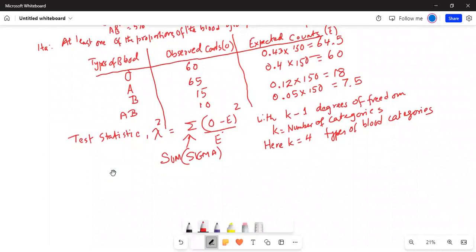Okay, use the TI-84 calculator to do chi-square goodness of fit. It is called goodness of fit because we are comparing the observed counts with the expected counts, seeing how close the observed counts come to the expected counts. That is where the name goodness of fit comes from.